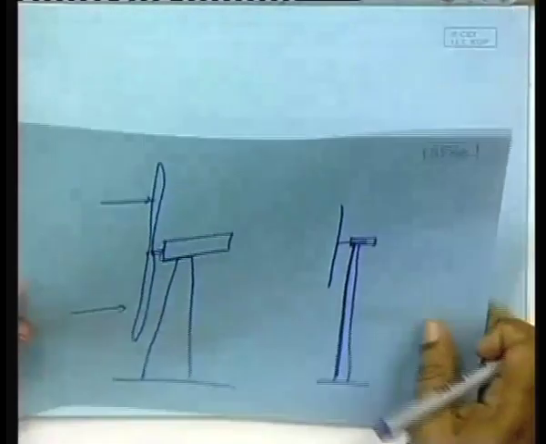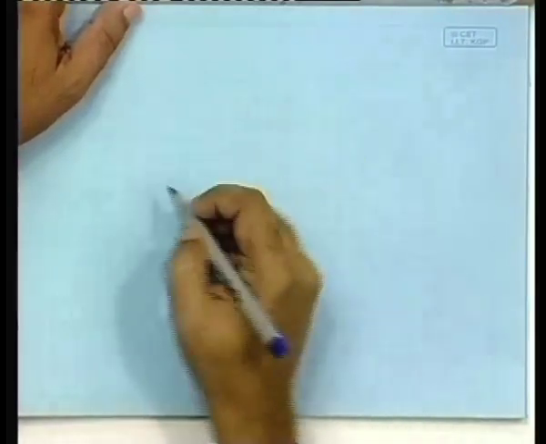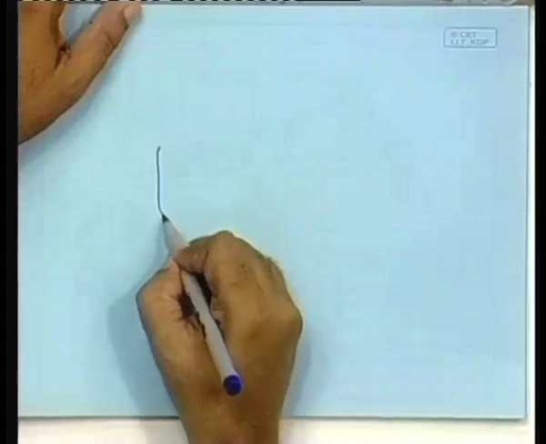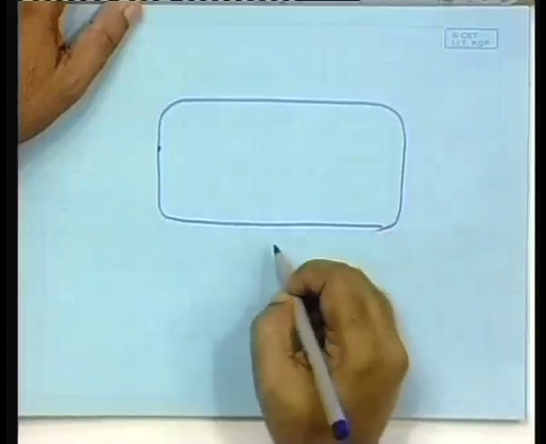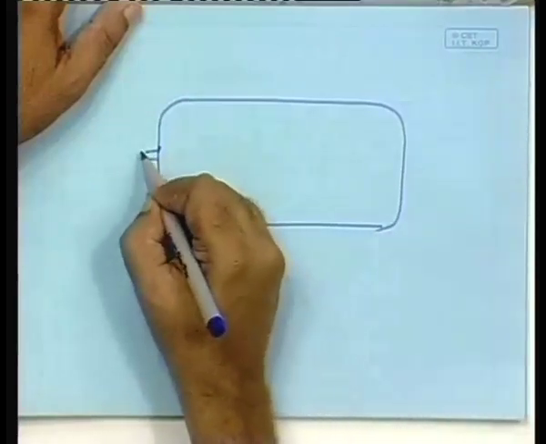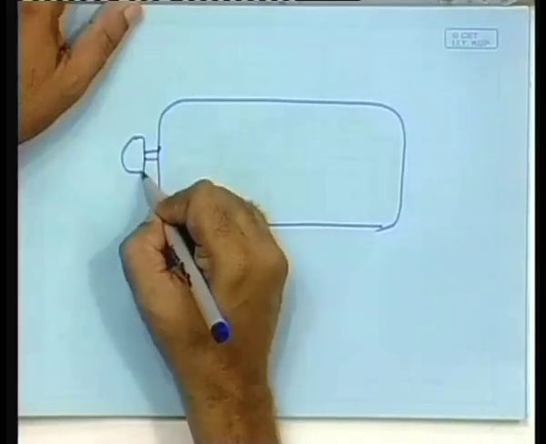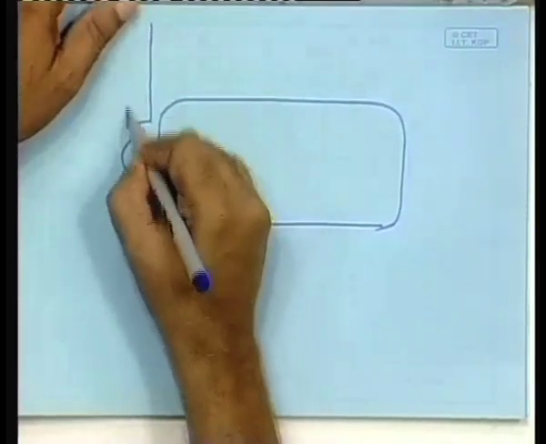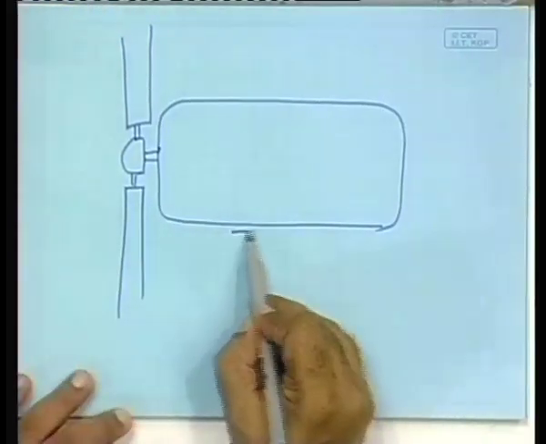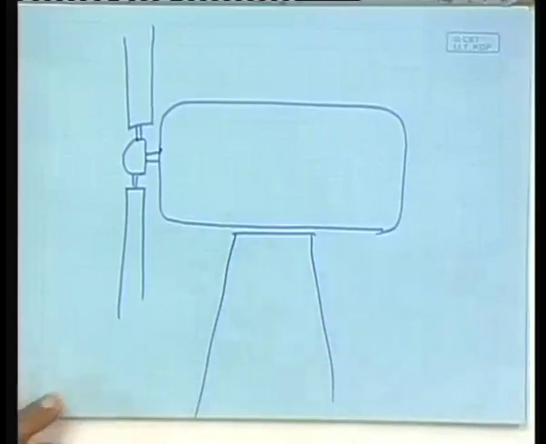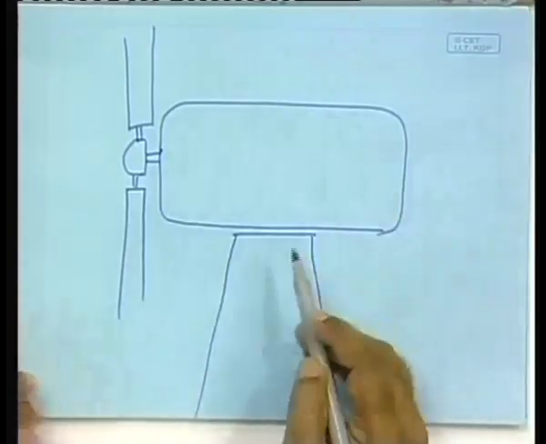What is inside this box? What is inside this box? Well, inside this box, I will blow it up. So, you will have, and say here you have, and here you have the tower going down. Now, what is inside?